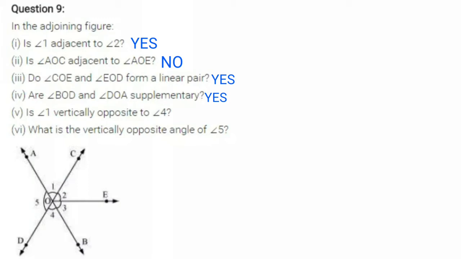Your bit number V: is angle 1 vertically opposite to angle 4? It is yes, because AB and CD intersect with each other. Your VI bit, what is the vertically opposite angle of angle 5? And it is angle COB.